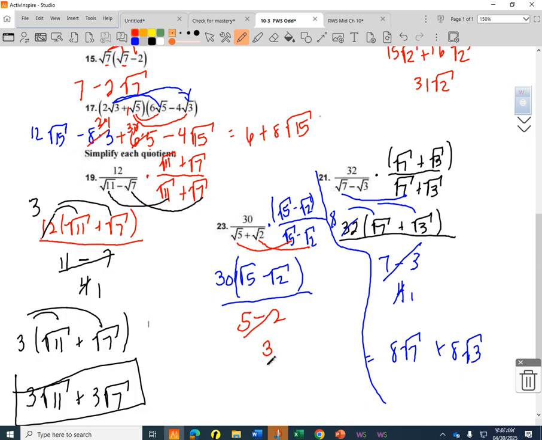3. Can we simplify 30 and 3? We can. 3 comes out of 3 one time, and 3 will come out of 30 10 times. So our answer is 10 square root 5 minus 10 square root 2. I just went in and distributed that.